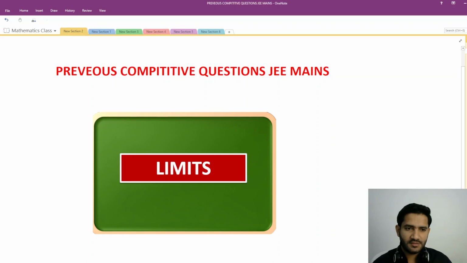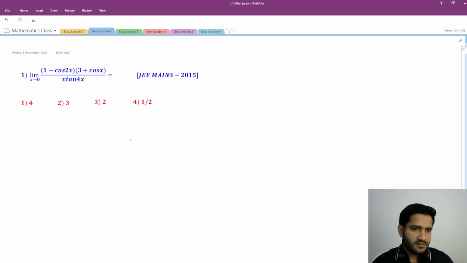So today we are discussing some competitive questions. Mostly it is used for JEE Mains, but don't bother about that. Grade 11 students, CBSE grade 11 students can also use these questions. It is from the chapter Limits. So look at the first question. Limit x tends to 0, (1 minus cos 2x) into (3 plus cos 2x) whole divided by x tan 4x.